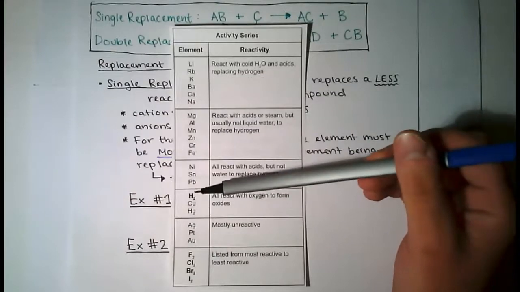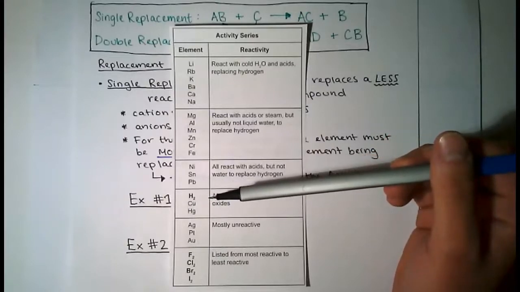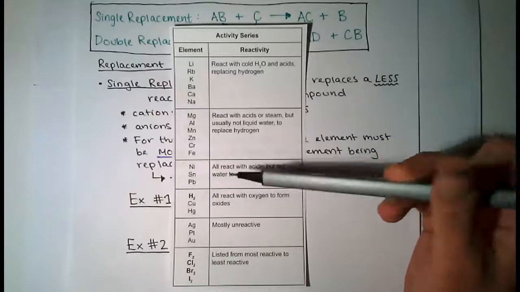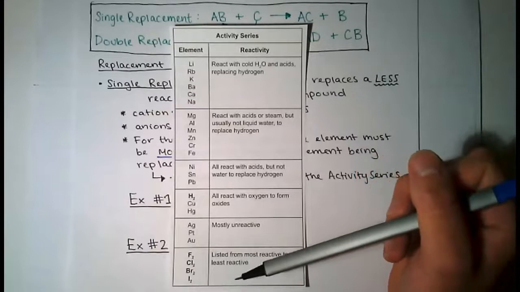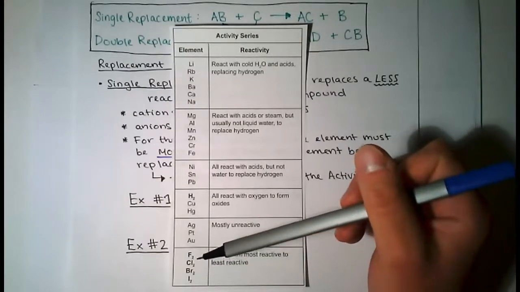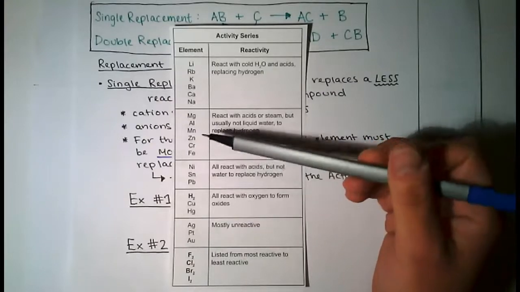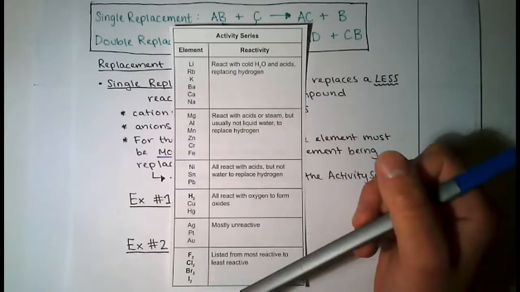And you might notice that hydrogen is also in the activity series. It is the only non-metal cation in your activity series, and it fits right in here between lead and copper. And then down here you have your anion activity series listed from most reactive to least reactive. And notice that these also are in the same order on your periodic table, with fluorine all the way up at the top of the periodic table, and then as you go down, things becoming less reactive.